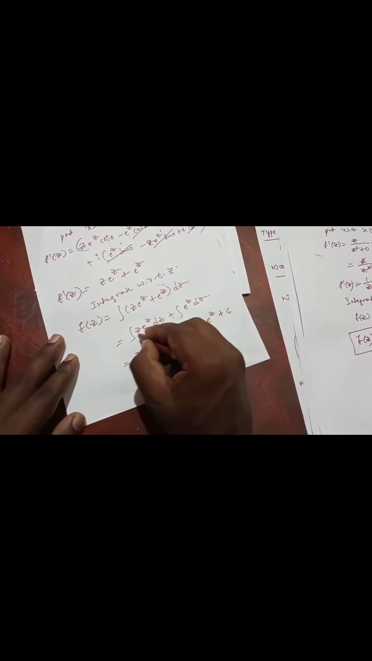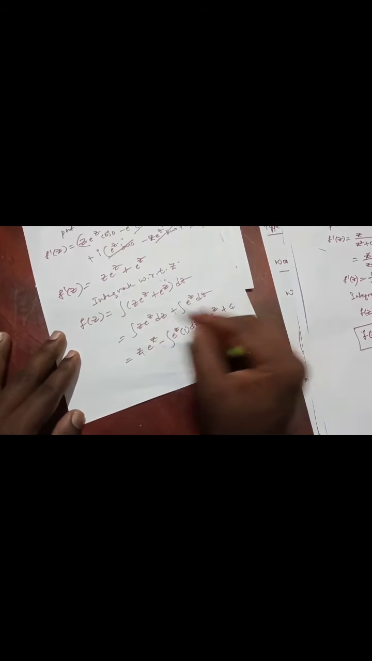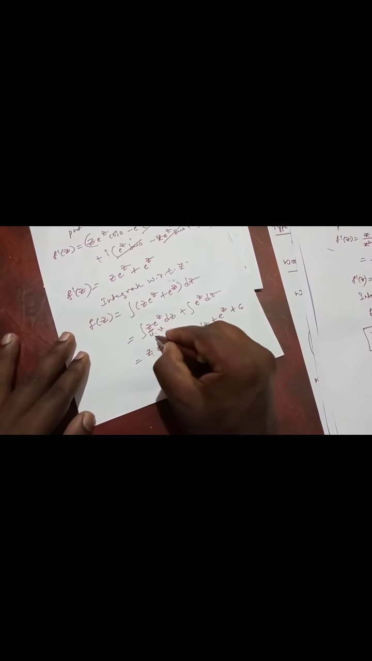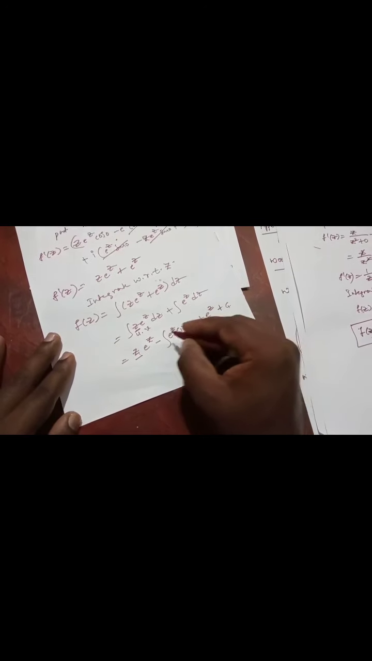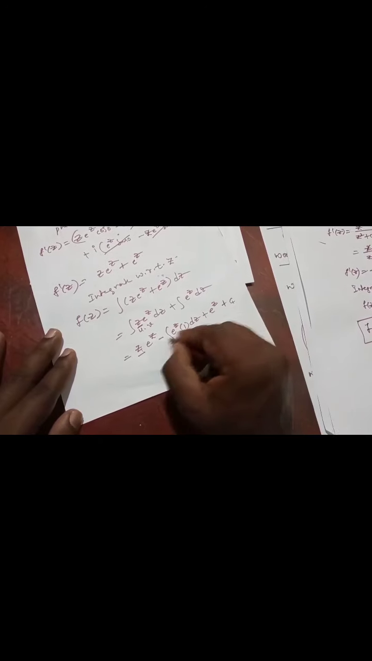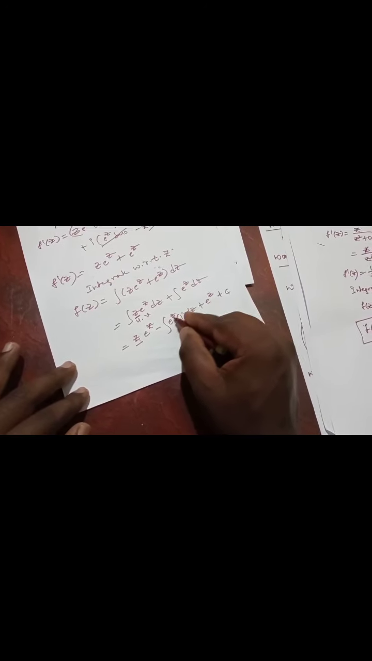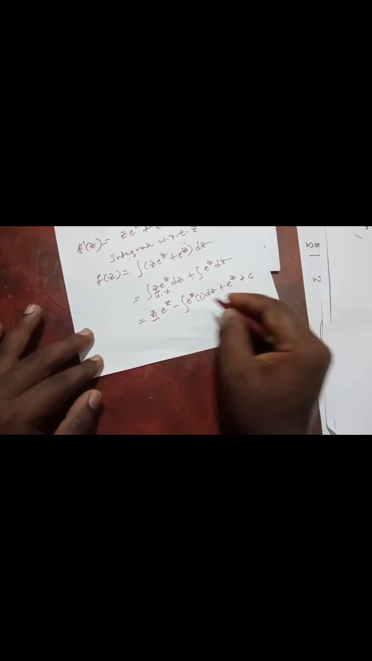So here we have to apply integration by parts carefully. This is our u, this is our v, first function, second function. Write first as it is, integration of second, that is e power z, minus integration of e power z, differentiation of z is 1. So z e power z minus e power z, plus e power z plus c; plus and minus get cancelled. Here f of z is z e power z plus c. This is our required analytic function.